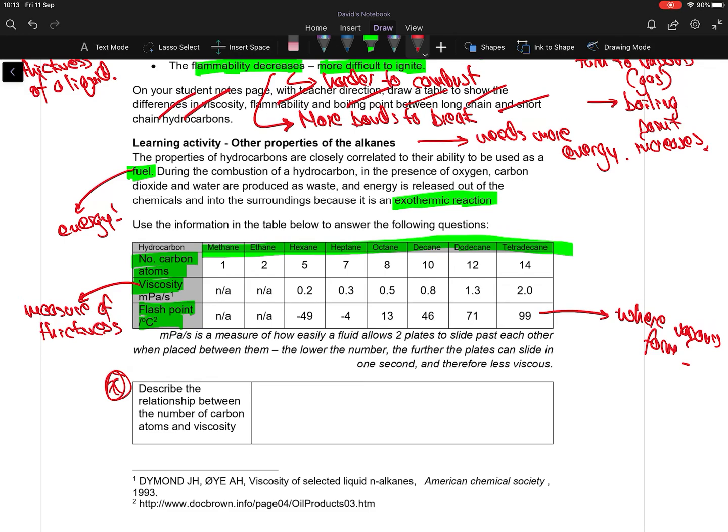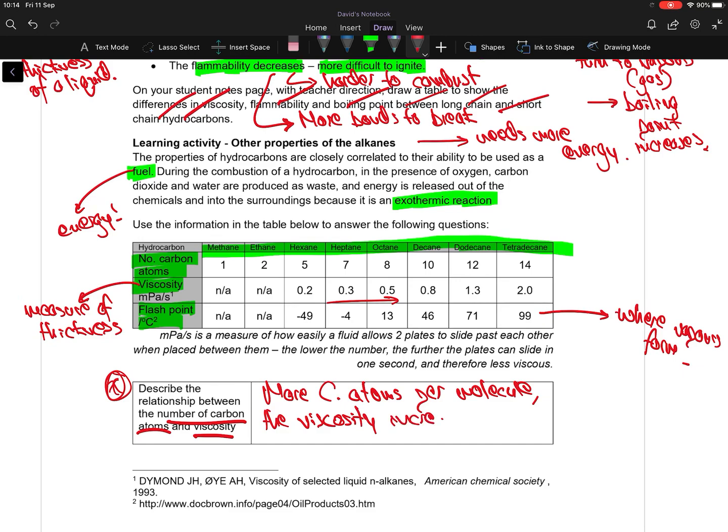Right, hopefully you've unpaused the video. If you look at the question, describe the relationship between the number of carbon atoms and the viscosity. It's the same idea as the previous questions we did. The more carbon atoms per molecule, looking at the table, does the viscosity get higher or lower? It gets higher. The more carbon atoms per molecule, the viscosity increases.